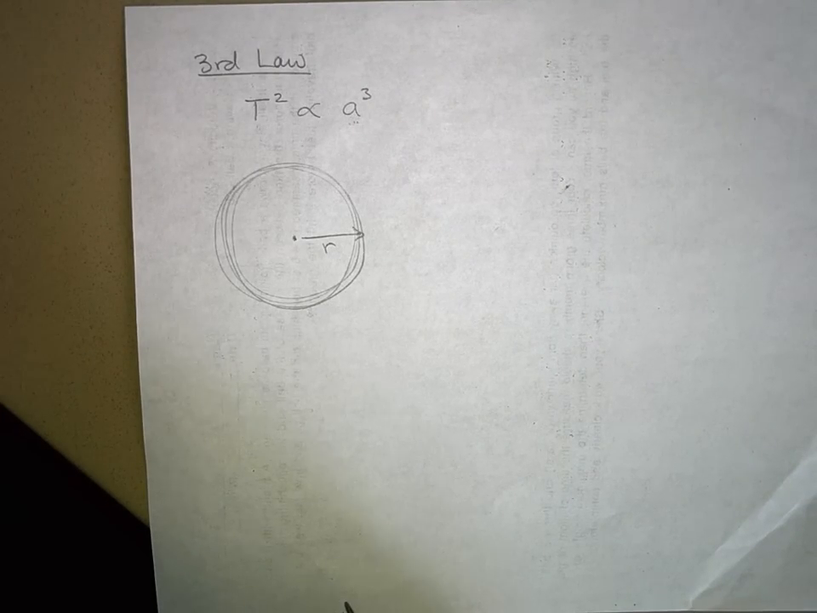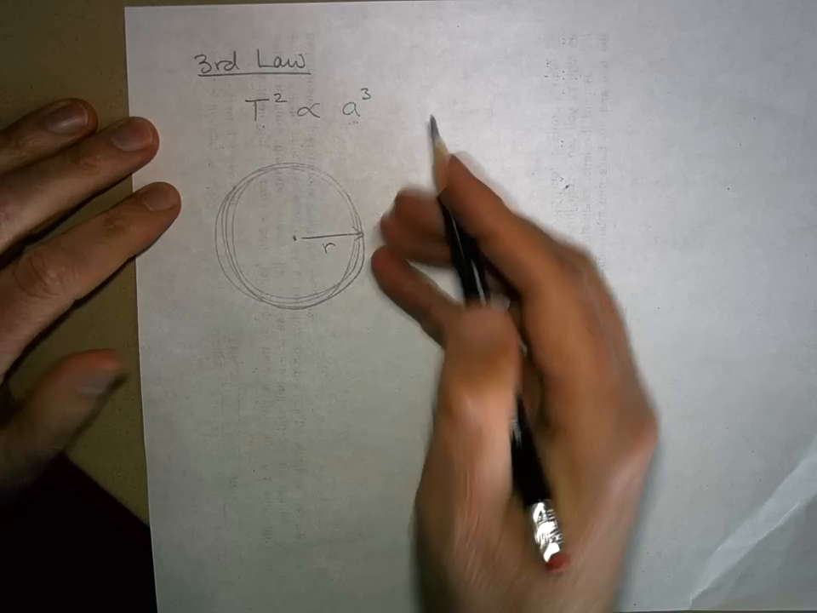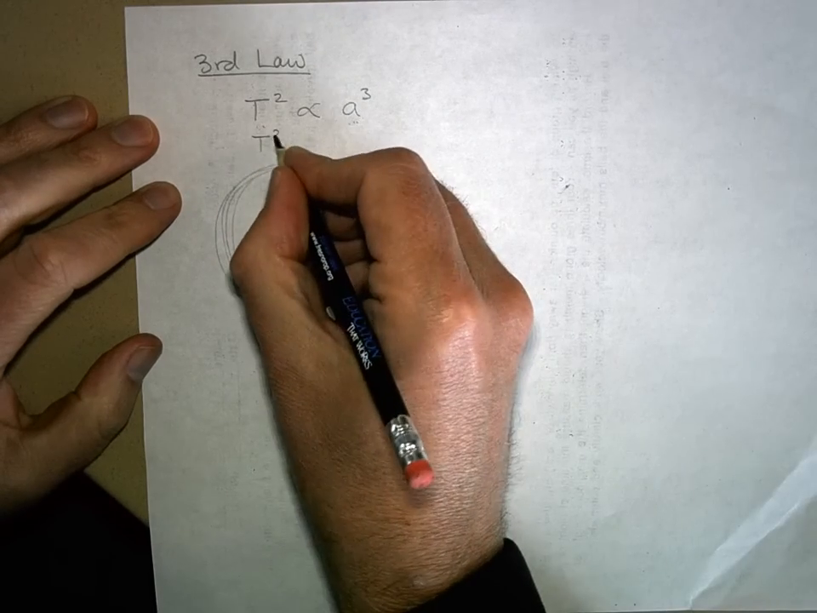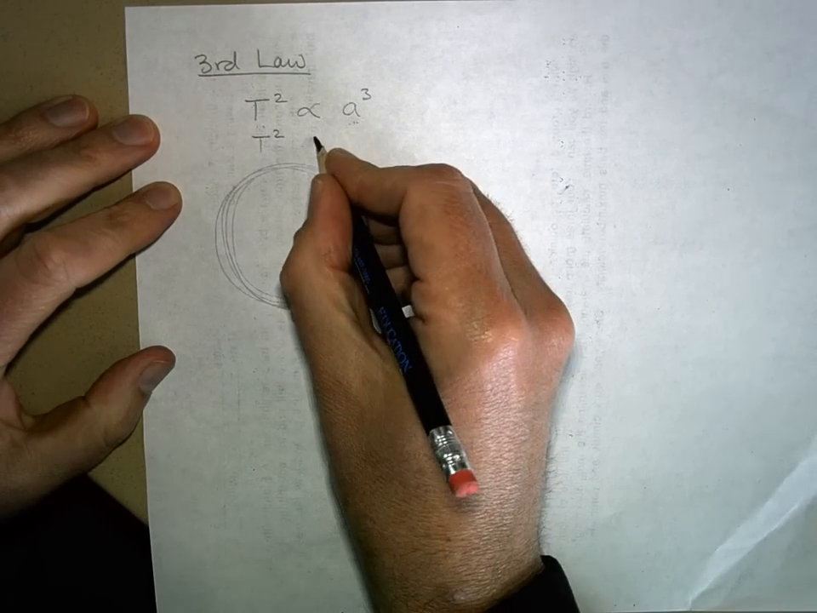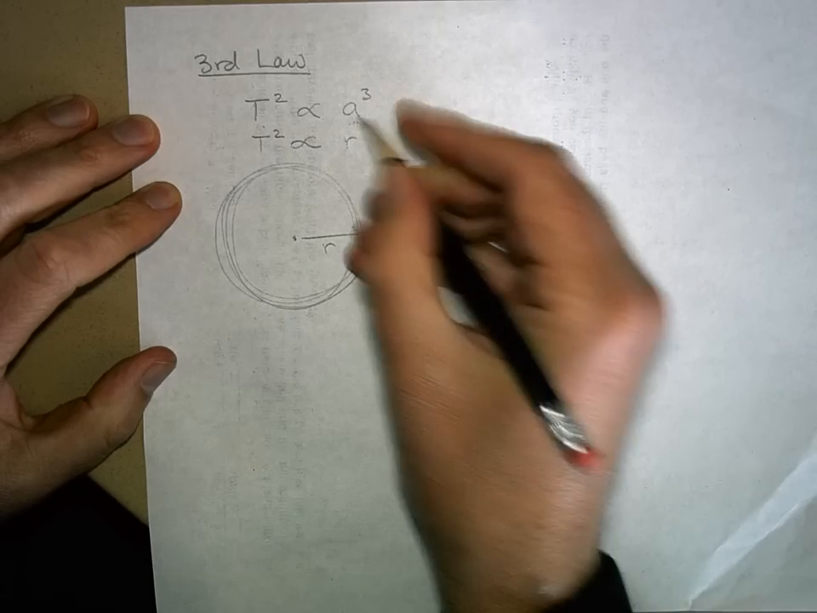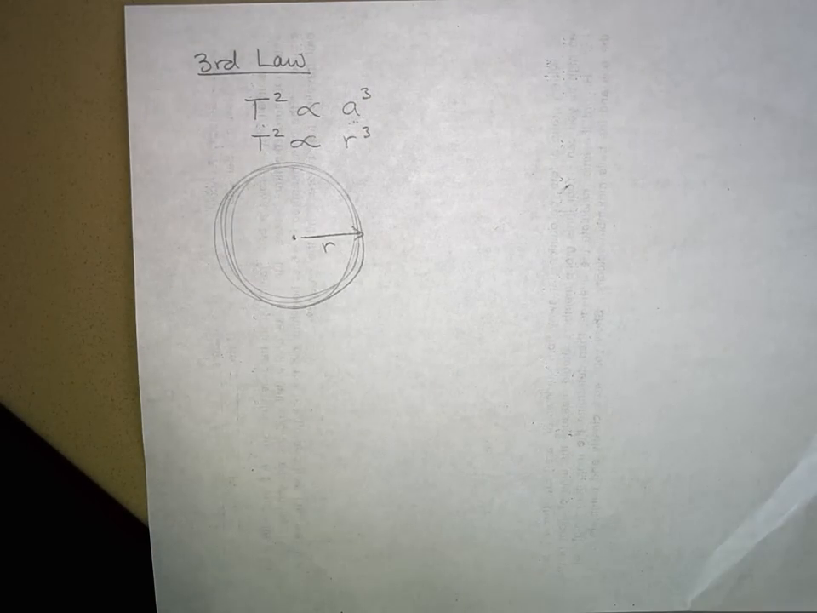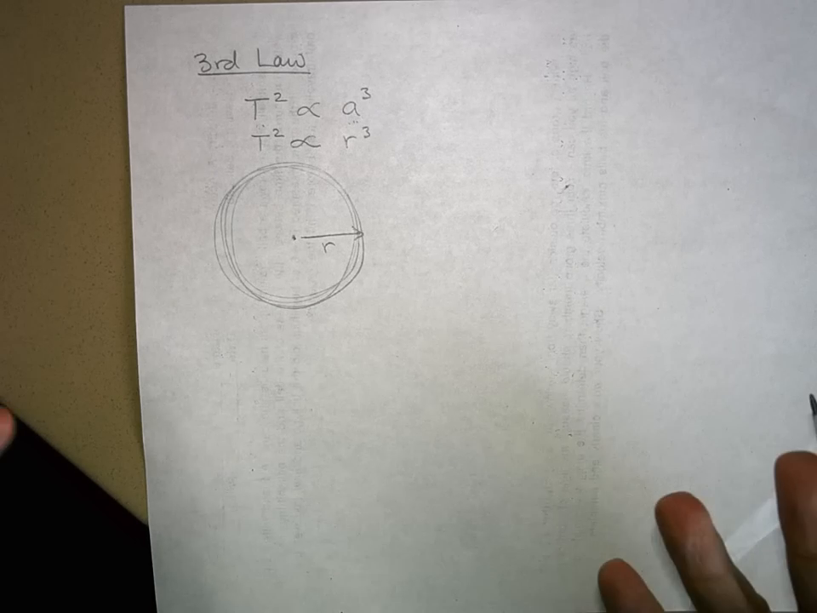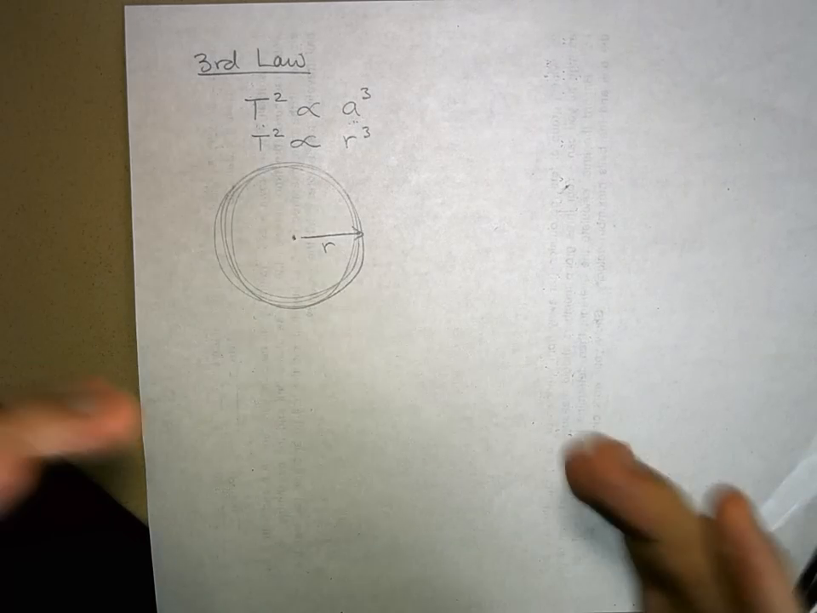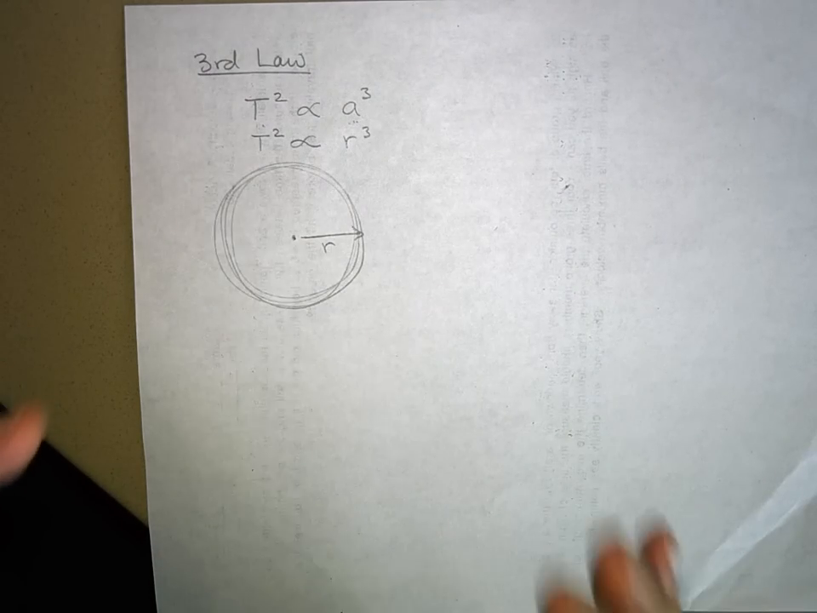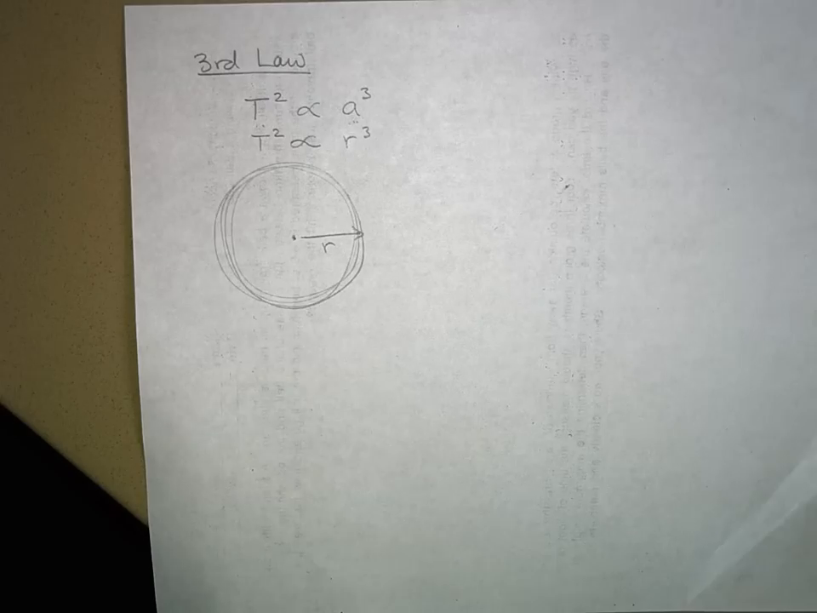Okay, and let's prove that this is true. What we're going to prove is that the period squared is proportional to the radius of the orbit cubed. Kepler did this for circular orbits, because Mars has an observably eccentric orbit, but the other planets that he could observe, and this is before the telescope, right?